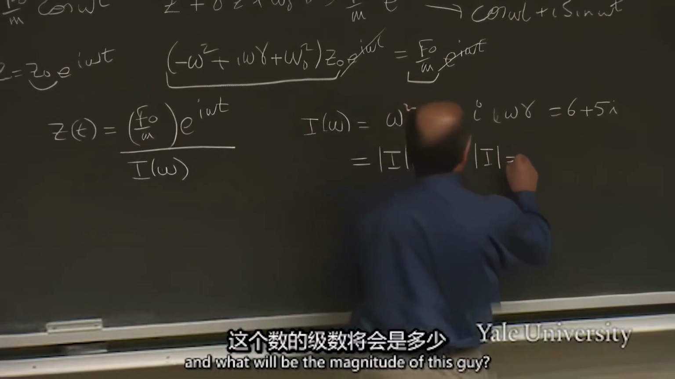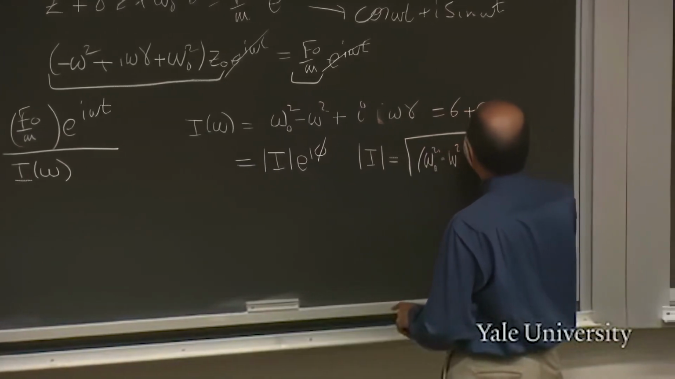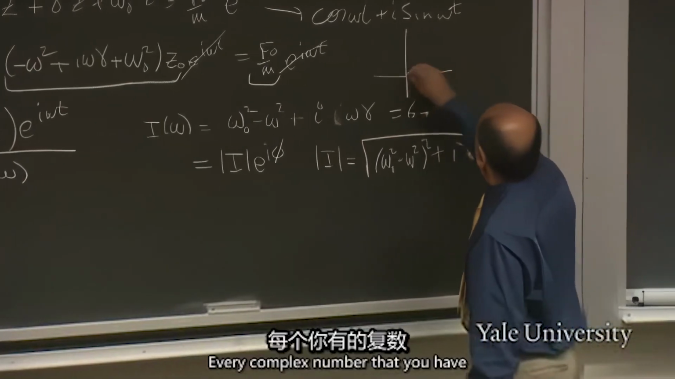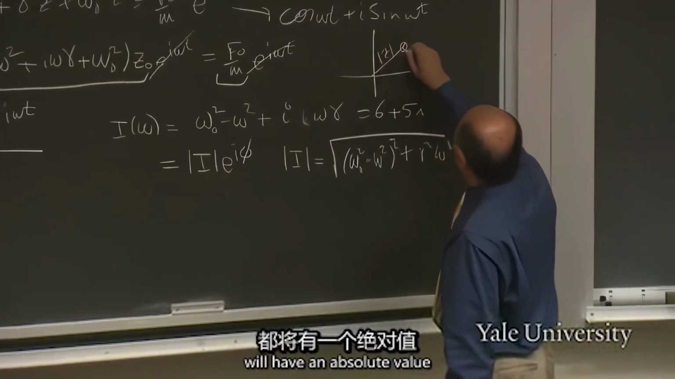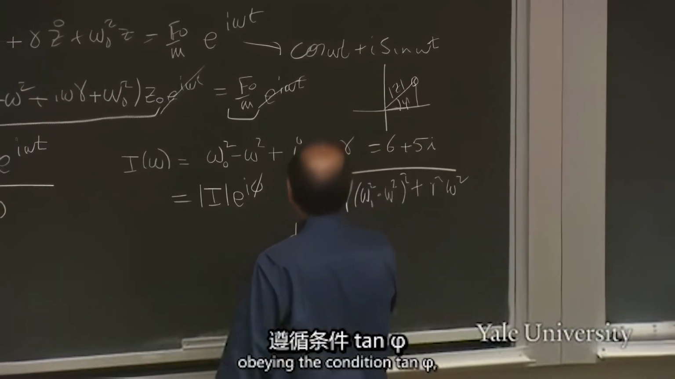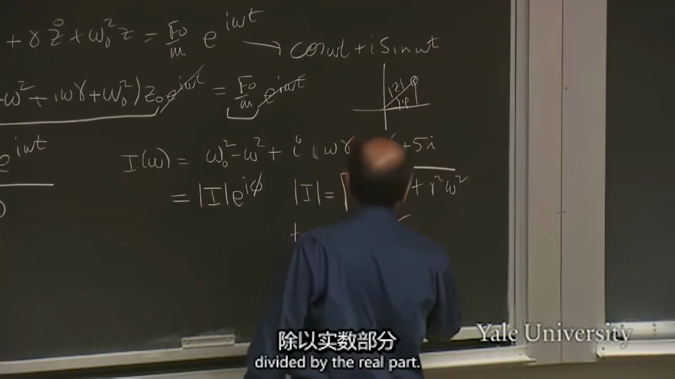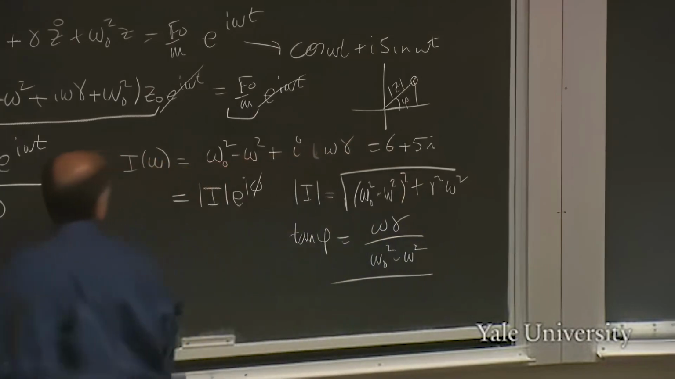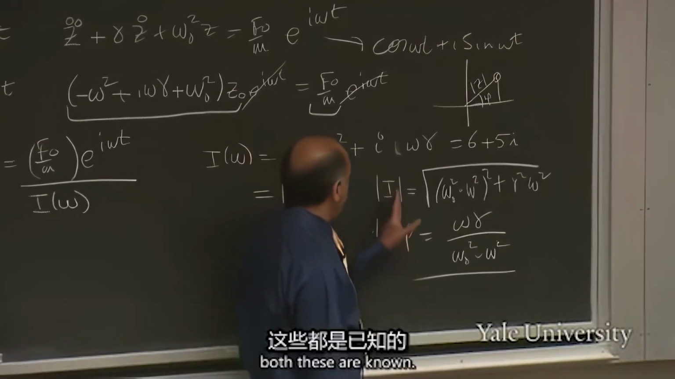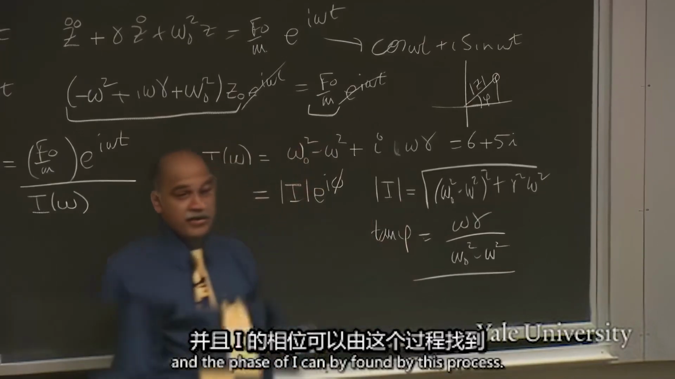And what will be the magnitude of this guy? Well, by the Pythagoras theorem, it will be the square of the real part plus the square of the imaginary part under root. Every complex number that you have will have an absolute value, which is that square plus that square under root. And it will have a phase phi, obeying the condition tan phi is the imaginary part divided by the real part. I want you to realize that in a given problem, with a given mass, given friction, given frequency, both these are known. They're simply a magnitude of I and the phase phi can be found by this process.